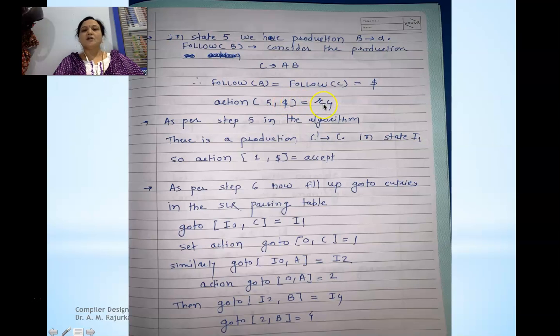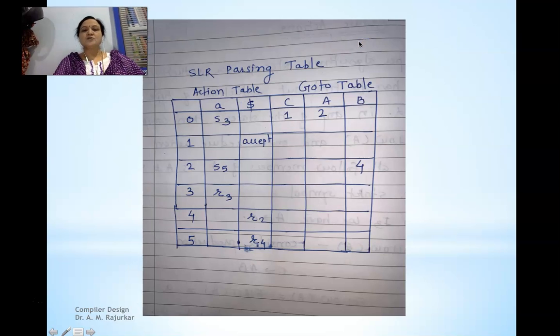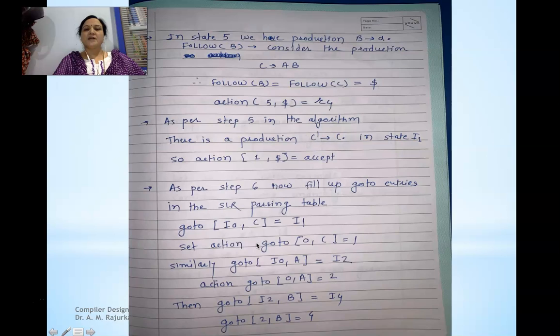5 comma dollar is equal to R4, because this B tends to A dot has the number R4. So fill up here state 5 comma dollar is equal to R4. This is how we fill up the reduce entries.